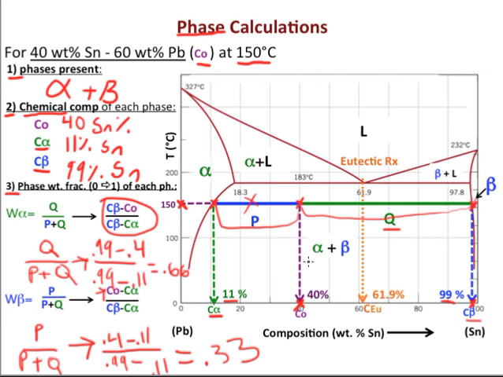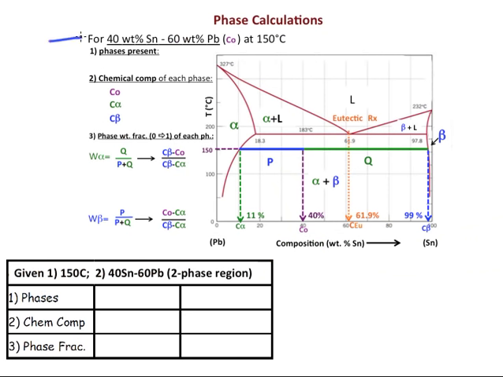We've already gone over this calculation, but I'm going to show you a way to make your life easier and for this whole process to go a little bit faster. Using this table, we can organize our answers. So let's redo it really quickly. For phases present, we're given 40% and 150, so right there. We know we're in the alpha plus beta region, and then this now becomes our alpha column, and this now becomes our beta column.